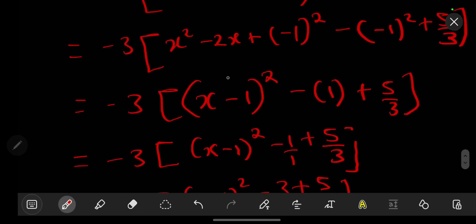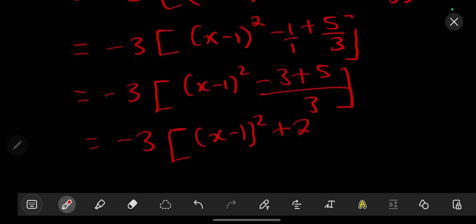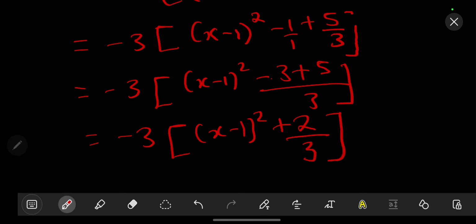So remember, we ignore this. So we are going to have negative 3, then we have x minus 1 squared, negative 3 plus 5. This gives you positive 2 over 3. So this is what we have.